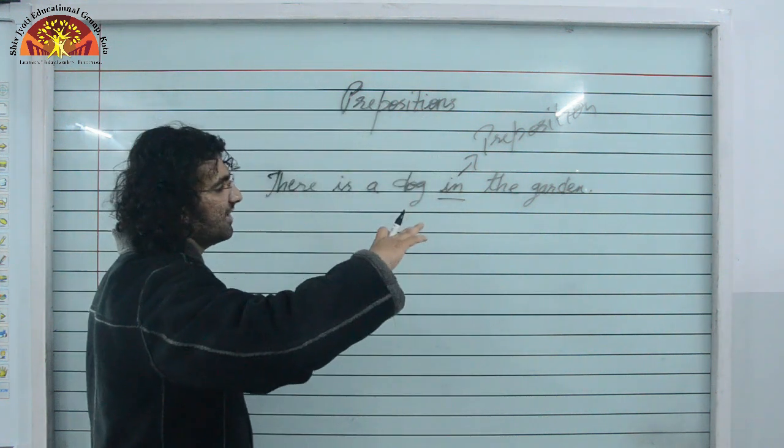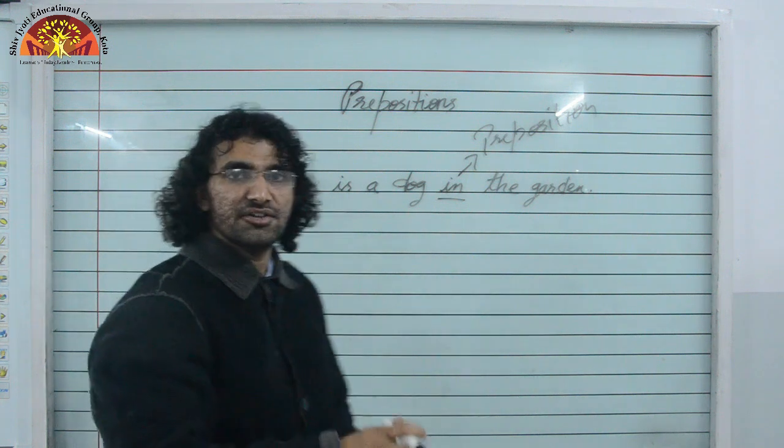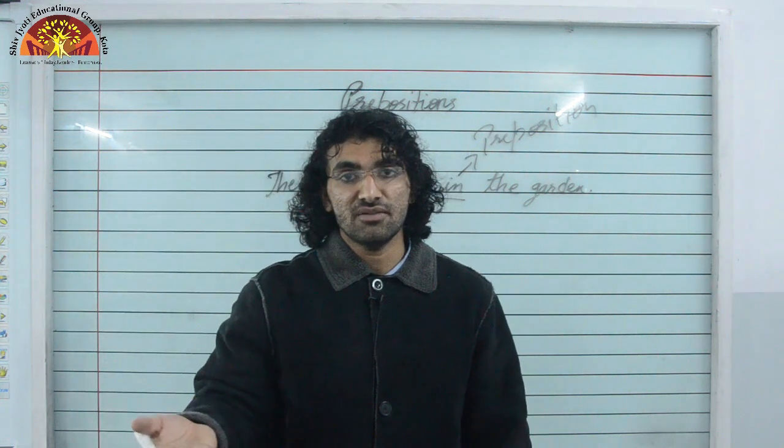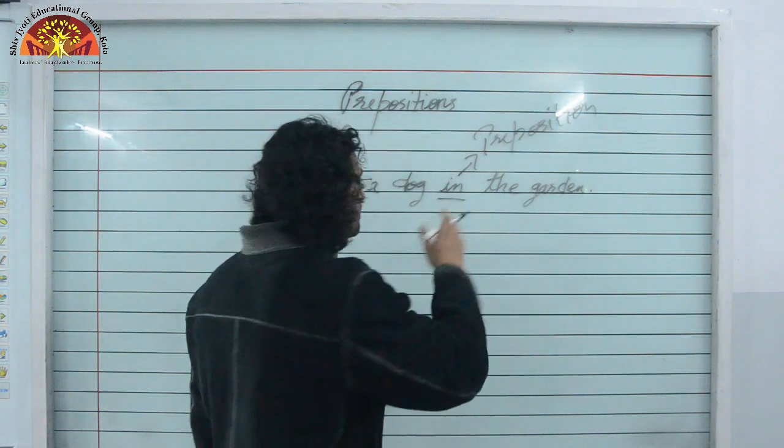Forget about in for a while. Imagine there is no in here. There is a dog the garden. What do we understand from this sentence? Nothing. So we need this preposition here. There is a dog in the garden.